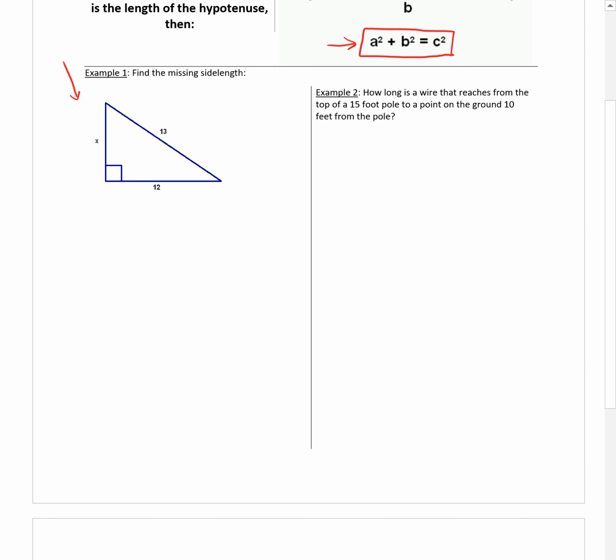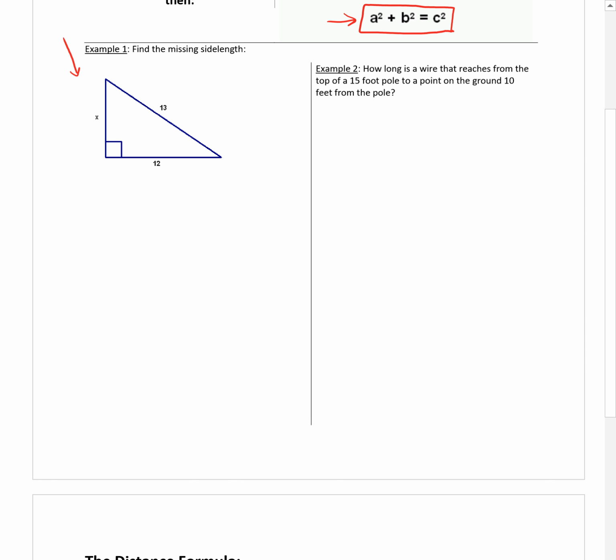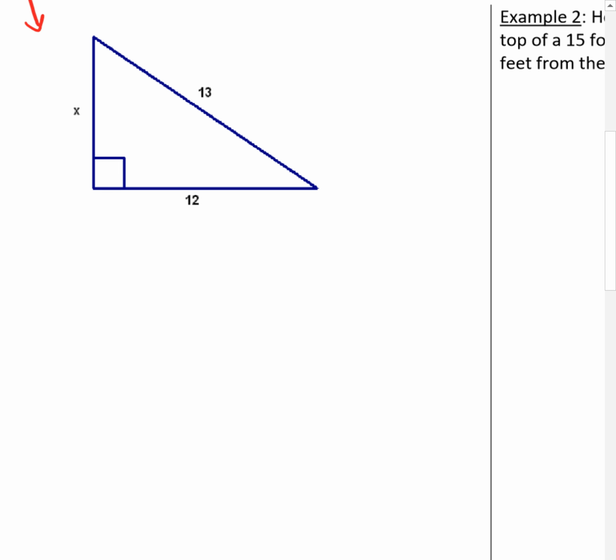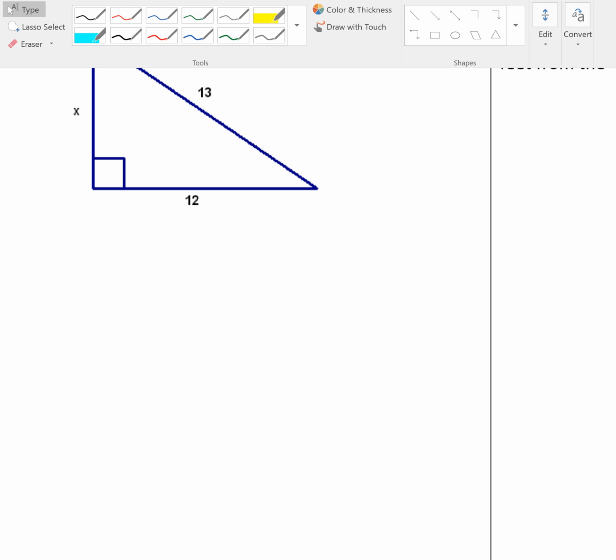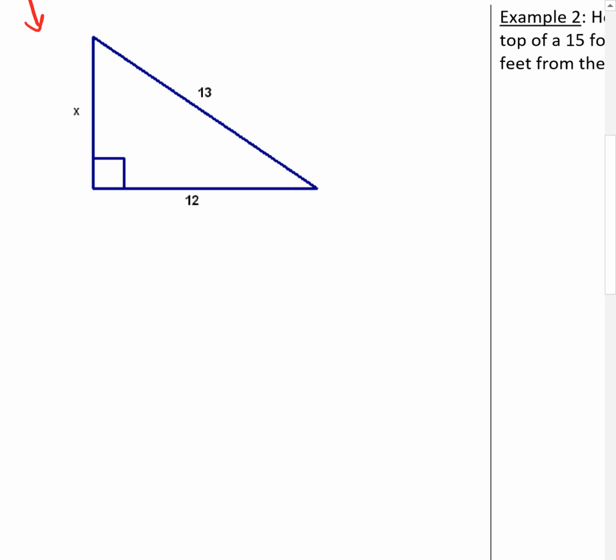So let's try example 1. It says find the missing side length. And really the first thing you want to do is label the sides A, B, and C. Like we said, A and B don't really matter, but the first thing you want to do is identify C. And you can identify C by finding the right angle. Here it is. And then figuring out which side is across from the right angle. Looks like it must be the side that has length 13. So I'm going to label that C so I don't forget.